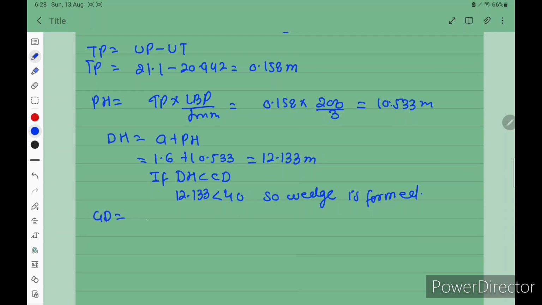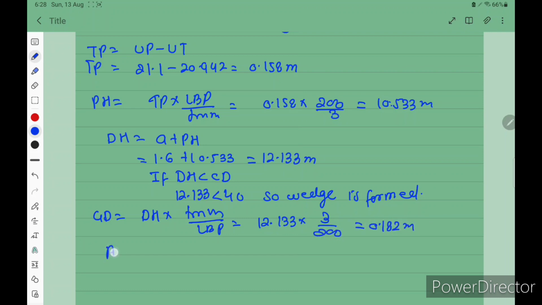Now we have to find out the height. GD is equal to DH into trim by LBP, is equal to 12.133 into 3 divided by 200, so we get 0.182 meters.